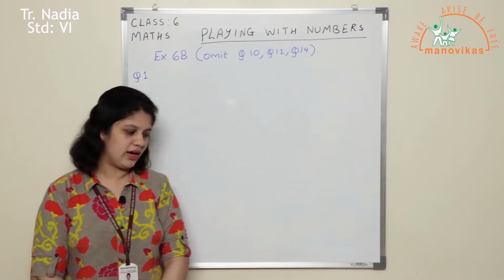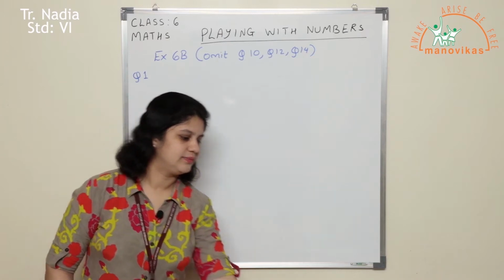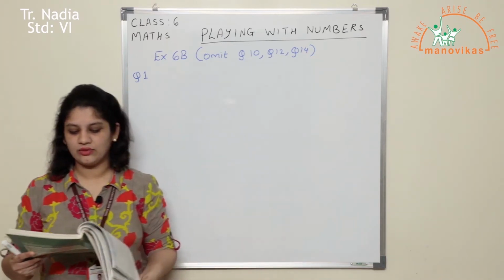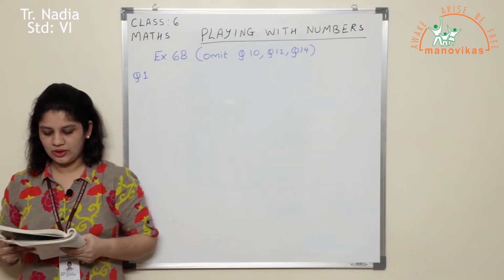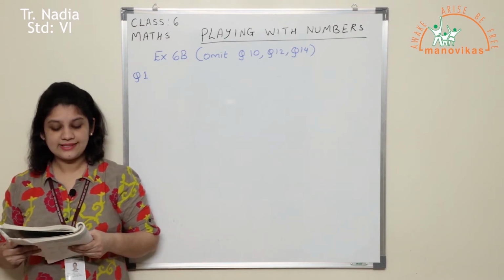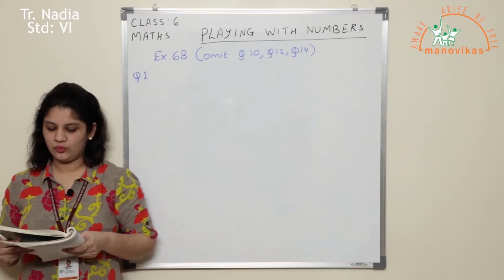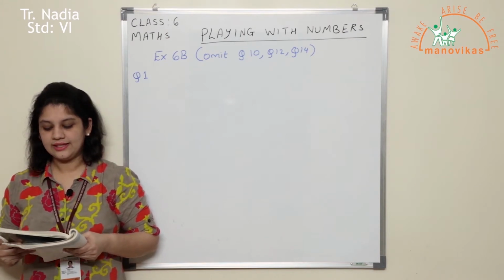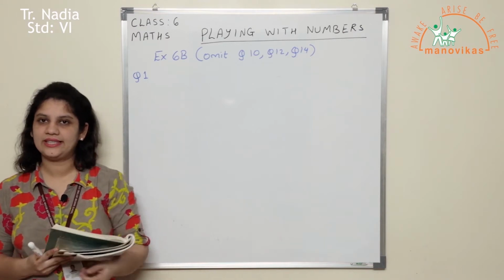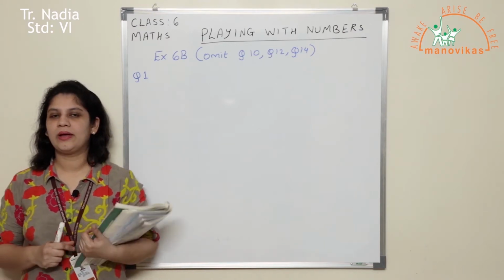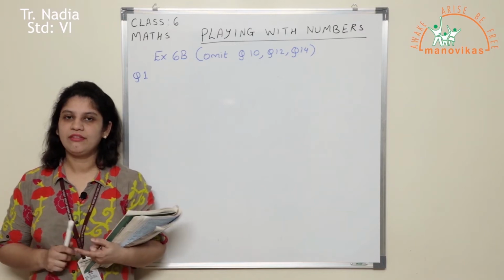In question number 1, you are asked to show that 15 is a factor of 1065, 17 is a factor of 1241, 14 is not a factor of 2186, and in the last one, 23 is not a factor of 2789. Now, I hope you remember what is the meaning of the word factor.